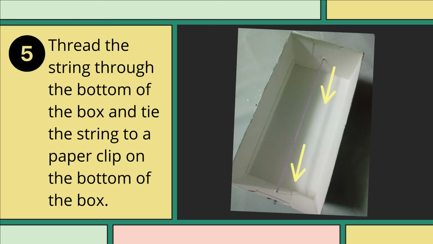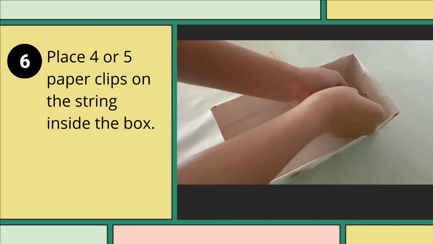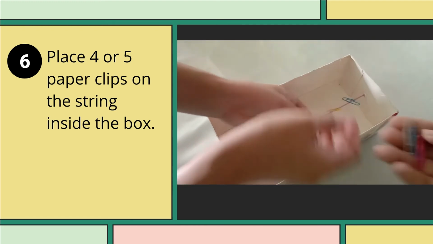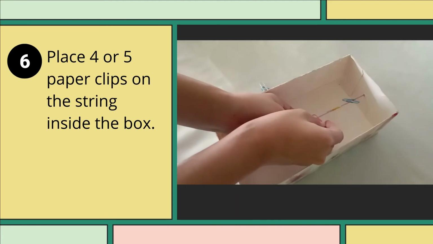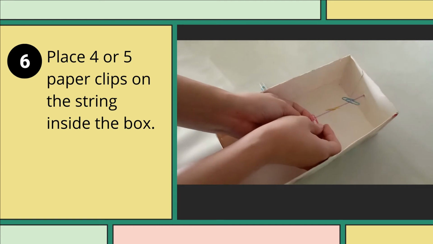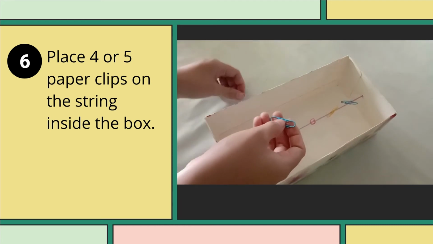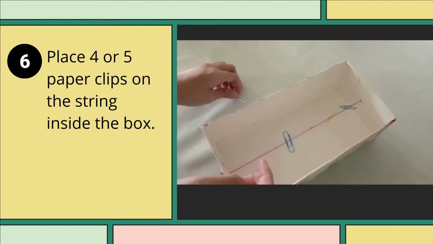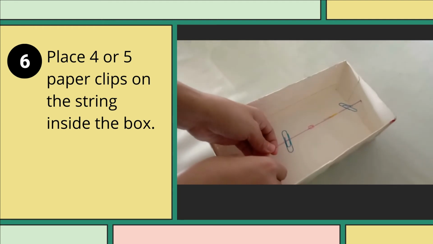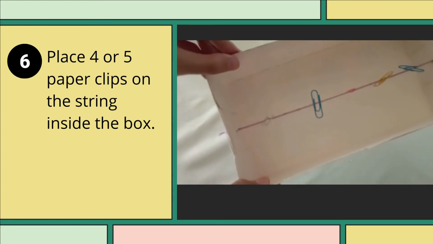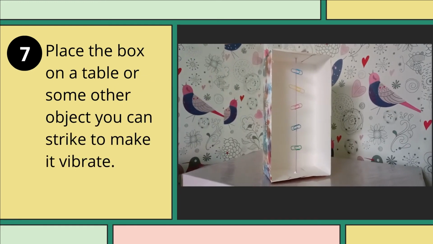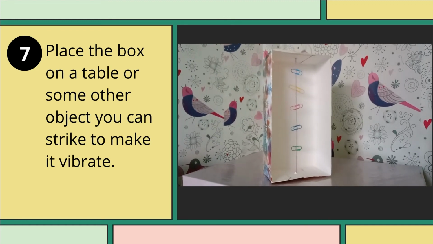5. Thread the string through the bottom of the box and tie the string to a paper clip on the bottom of the box. 6. Place 4 or 5 paper clips on the string inside the box. Seven. Place the box on the table or some other object you can strike to make it vibrate.